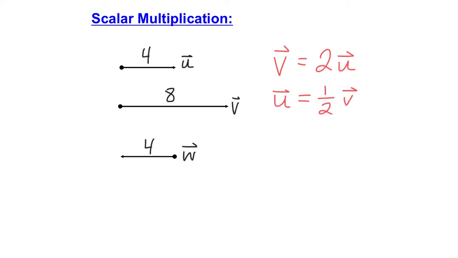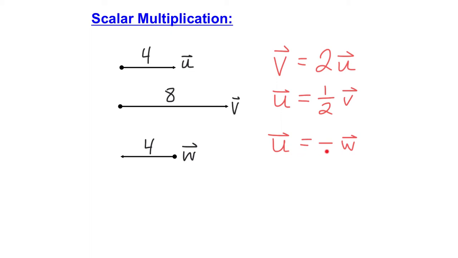Now if we look the other way around, u is half the length of v. They're going in the same direction, so u is exactly half of v. So that's what I wrote here. Now, algebraically, I could just rearrange this, divide both sides by 2, and I get u equals v over 2. That's the same thing.